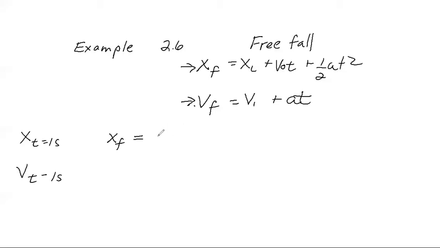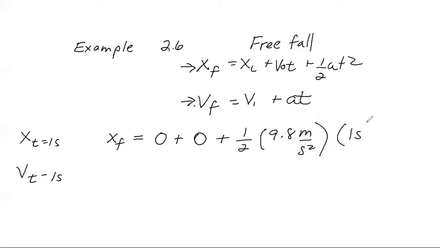So we have 0 plus, it's dropped from rest, so that term is also 0, plus 1/2, and our acceleration in this case is due to gravity, 9.8 meters per second squared, times 1 second, and this quantity is squared. So that's going to be 4.9 meters. Yes, so this is going to be equal to 4.9 meters.